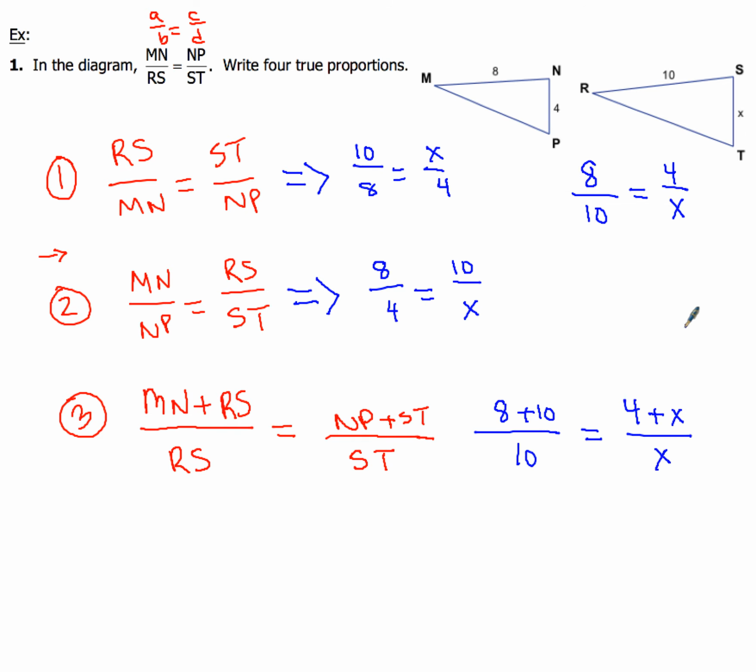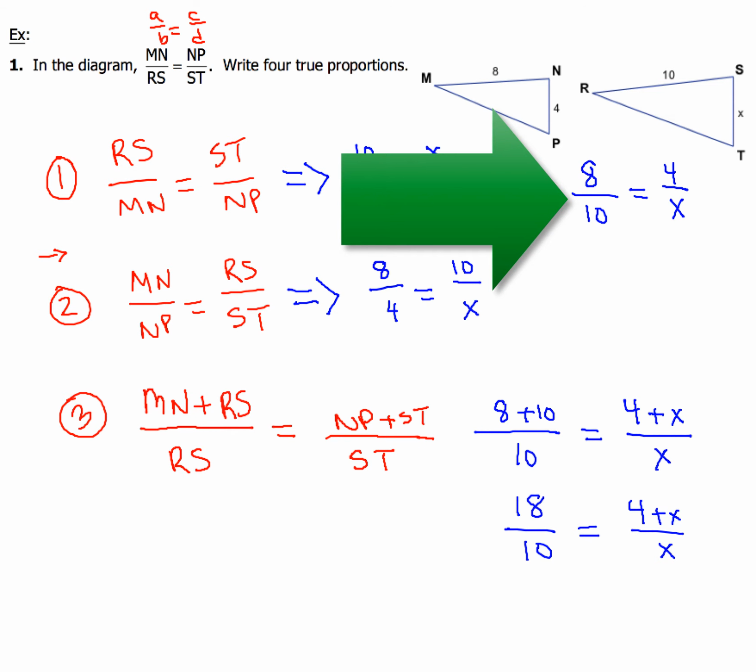Generally, you won't see it written like that, but instead, you'll see that written as 18 over 10 equals 4 plus x over x. So sometimes when you're adding two numbers in the numerator, you'll clean that up just to have one single integer instead of two integers being added together. So those are the 4 different true proportions that you could write.